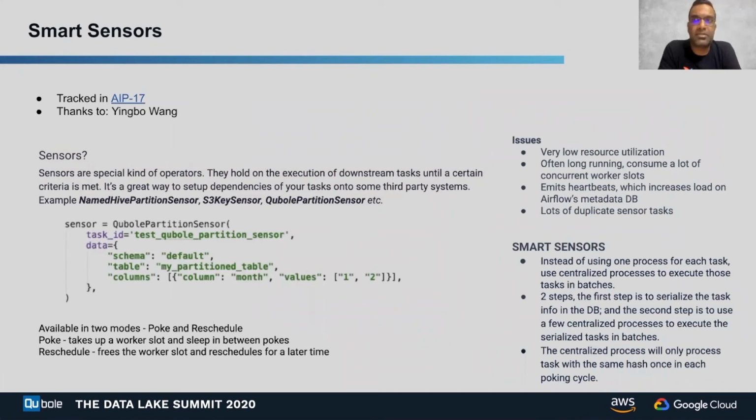Okay, so the next one is smart sensors, and this is being tracked in AIP 17, and thanks to Yingbo Wang for working on it. Before we go to the smart sensor, I would like to discuss sensors. So what are sensors? Sensors are a special kind of operator in the Airflow world. They do not actually execute anything, but they hold the execution of things until certain criteria are met, and once the criteria are met, they make it possible to execute the downstream task.